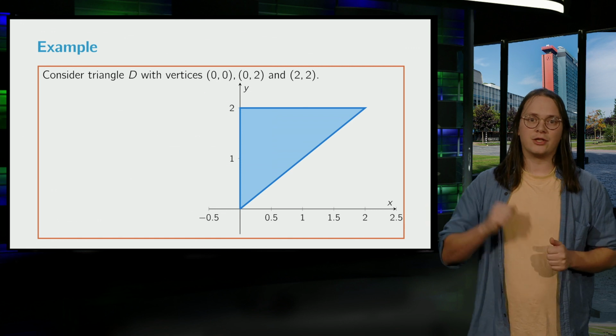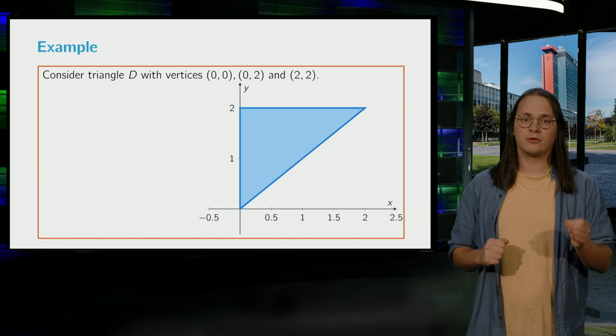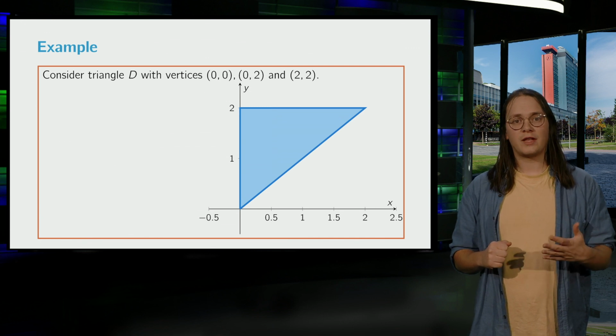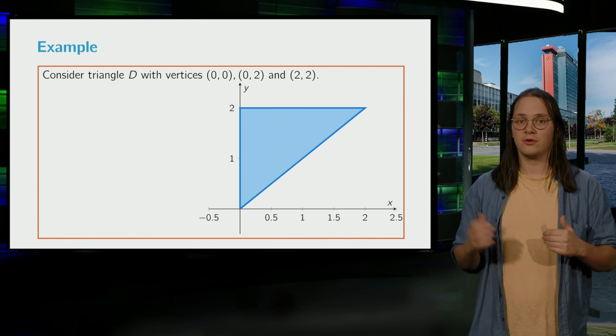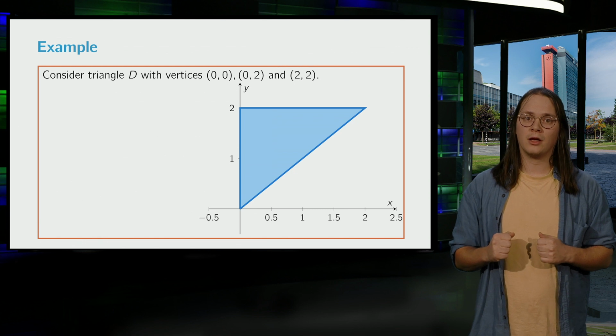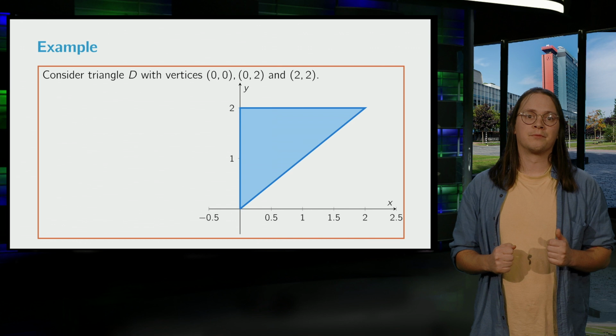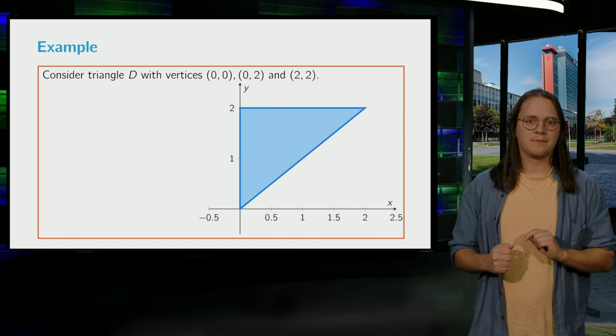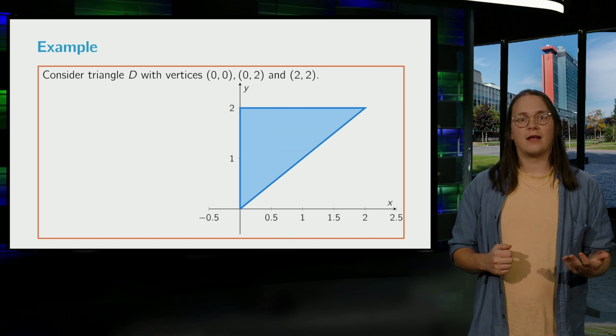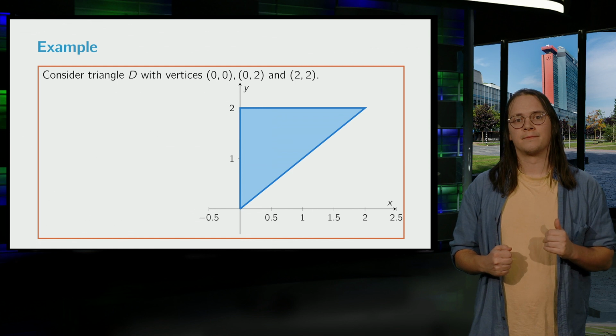Consider the triangular region D with vertices (0,0), (0,2), and (2,2). The first step is to sketch the region, and you see the result on the screen. Then we claim that this is a region of both type 1 and of type 2. So let's see why this is the case. For good measure, we will write it down in both forms.